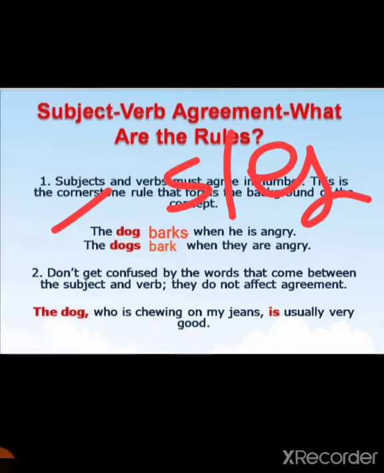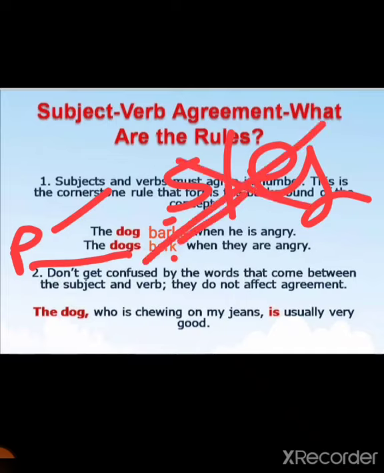Okay. So similarly, whenever the subject is third person and singular number, then we have to add S or ES after the main verb. So the dog barks when he is angry. Next, the dogs bark. Dogs, it is plural number. So here the subject is plural in number. So that is why you don't have to add any S or ES over here.